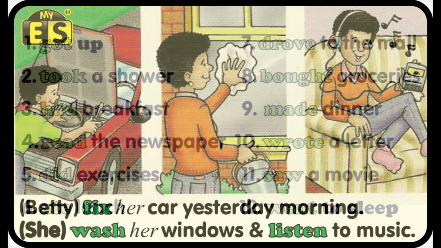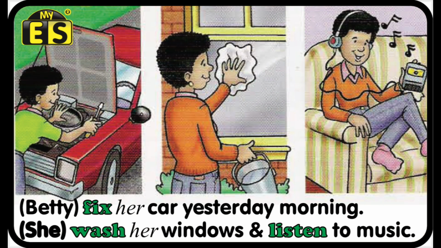Now, let's read about what each person did yesterday. Notice how we talk in sequence again. Hablemos de lo que hizo esta gente el día de ayer. Noten cómo hablamos en secuencia del pasado hasta llegar al presente. For example, Betty fixed her car yesterday morning. She washed her windows and listened to music.